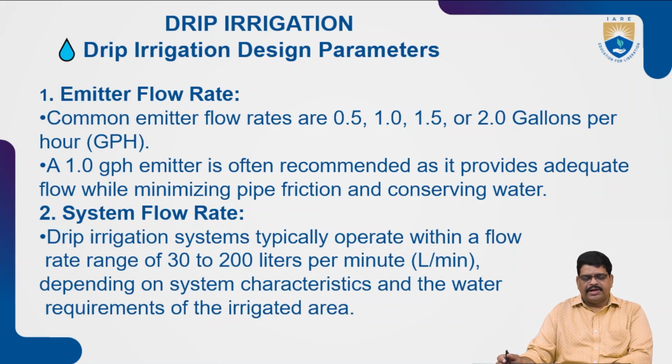Next, system flow rates. What are system flow rates? The drip irrigation system typically operates within a flow rate of 300 to 200 liters per minute. That depends upon the system, the characteristics of the water and the requirement of the irrigated area.